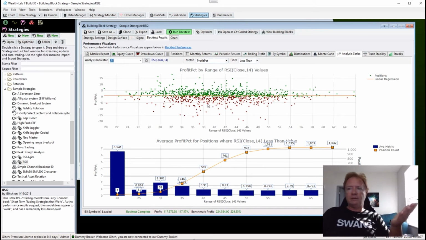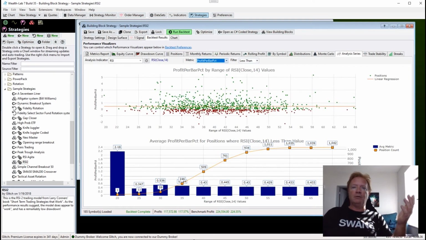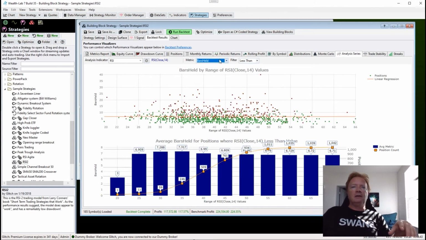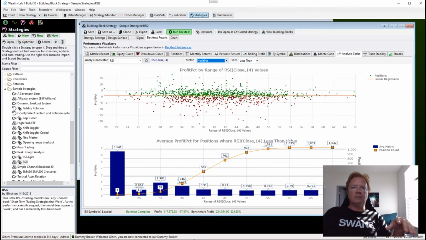Now this profit percent, it could be any number of metrics that are available here in this drop down. For example, we have profit per bar percent. So you could look at your positions that way. We even have number of bars held. Typically, I like to look at profit percent or profit per bar percent, but you could explore the other metrics there as you like. So the first graph is a plot of the indicator value by the metric.